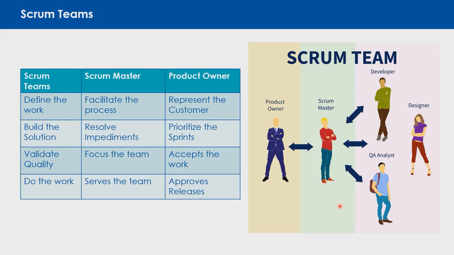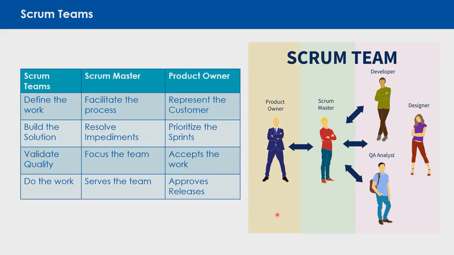The Scrum Master facilitates the Scrum process, almost like a coach, and is in charge of resolving impediments. So any blockers or issues the team has, the Scrum Master takes the lead and owns getting those impediments resolved. The Scrum Master may not have the skill set to resolve the impediments, but can at least own the task to get them resolved. He or she focuses the team, does not allow work injection from any outside sources, focuses the team on the sprint plan, getting the work done, and serves the team.